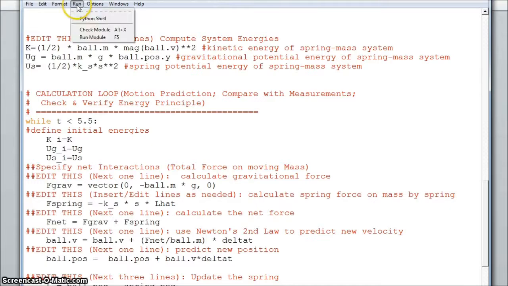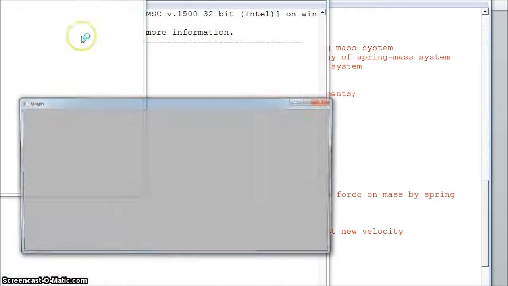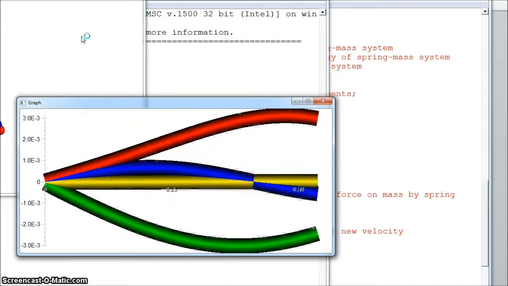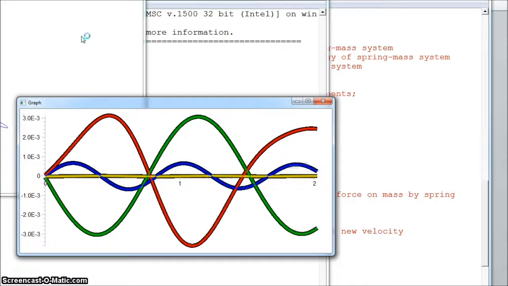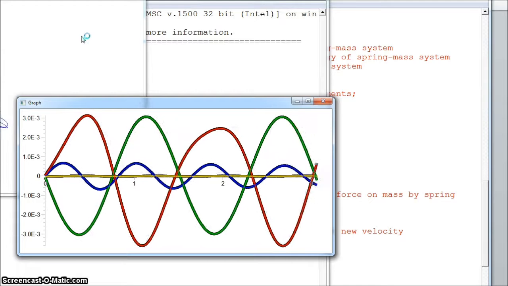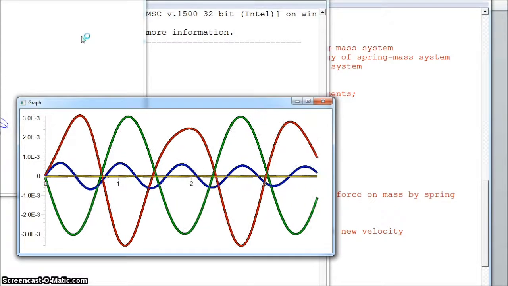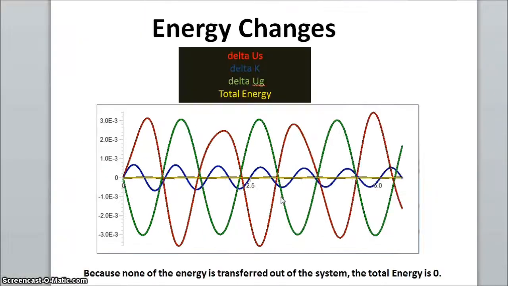Now we will run the module. This is a graph that computes the model's energy. Note that the yellow line, which is the total energy, is equal to 0 as no energy is gained or lost to the surroundings. If we look at the graph, we note that the red line is the change in the spring potential energy, the blue line is the change in kinetic energy, the green line is the change in gravitational potential energy, and the yellow line is the total energy.